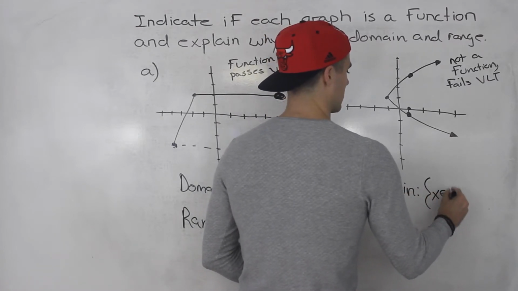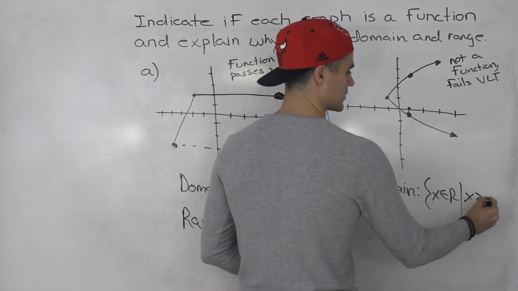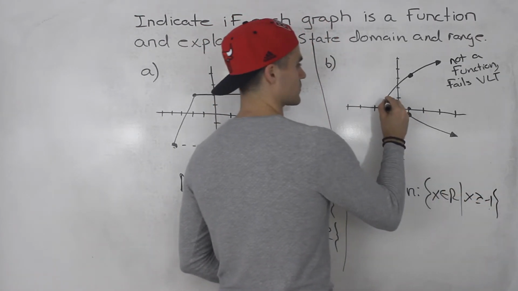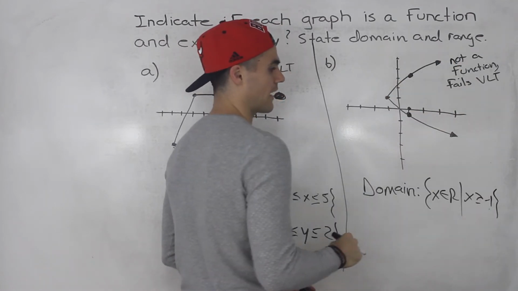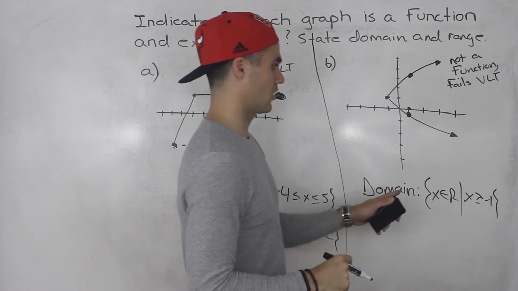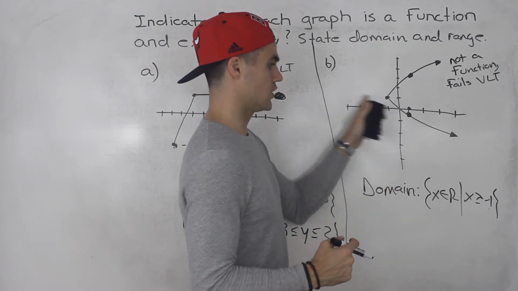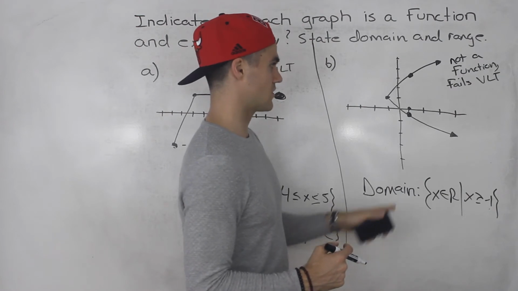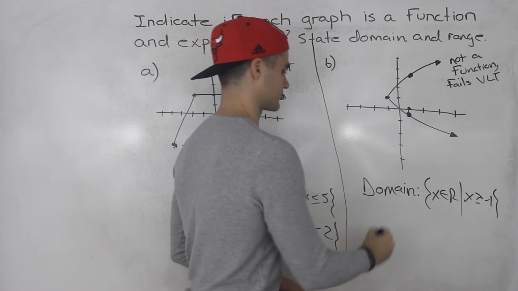Well, x can be anything, but it can't be less than -1. It has to be greater than or equal to -1, because from here to the right of that goes on forever. So all of the x values are part of this relation, but there's no x values less than -1. So all the x values are greater than or equal to -1.